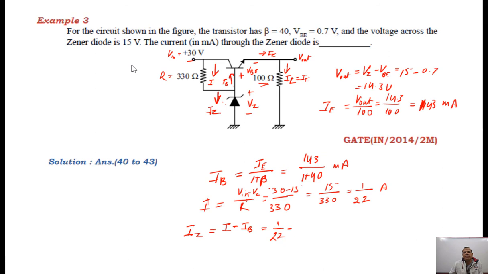Base current is nothing but 0.143 by 41. Please see, I have converted this current into ampere. This was in milliampere, so that's why I have taken 0.143, and you can get the value of this current. That comes out to be approximately equal to 41.12 milliamperes. You can verify that. And that finishes the questions which appear in GATE from series voltage regulator. Now we will start with the next topic, that is series voltage regulator based on op-amp.